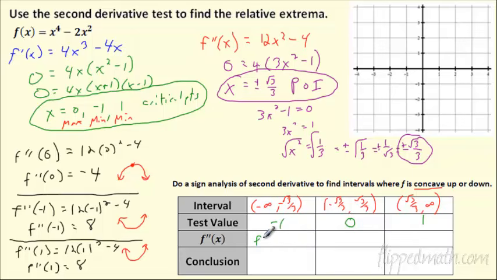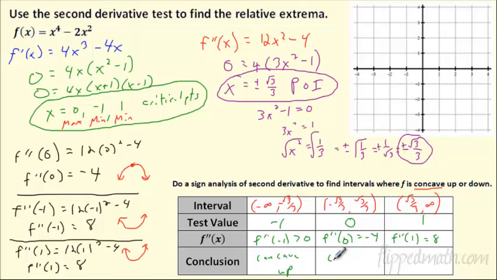That's weird. Let's say that is greater than 0. So I know it's positive. I know the second derivative of 0, let's go ahead and write the number. The second derivative of 0 is negative 4, and the second derivative of 1 was positive 8. So because that's positive, I can conclude that this is concave up.